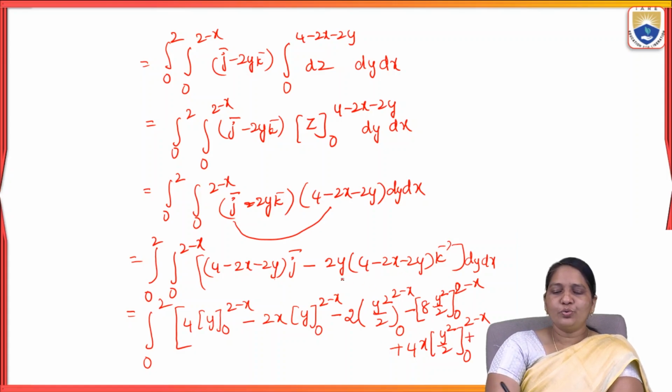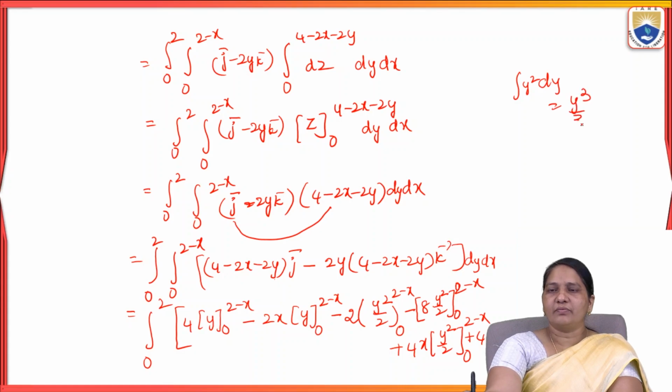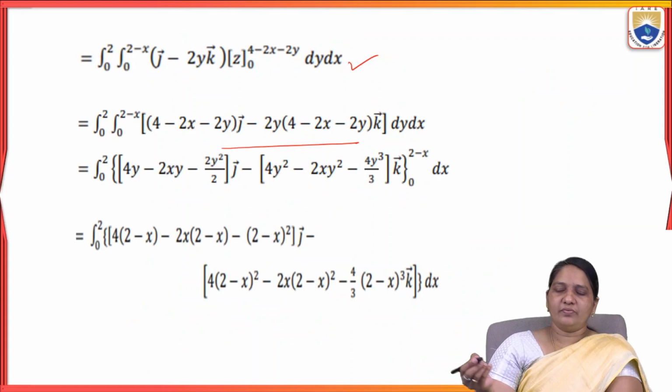This one, 2 2s are 4, y square we are having. So integral y square dy. Y square dy is y cube by 3, so here y cube by 3, limits are 0 to 2, minus x into dx. That is only what we are having here up to this part.